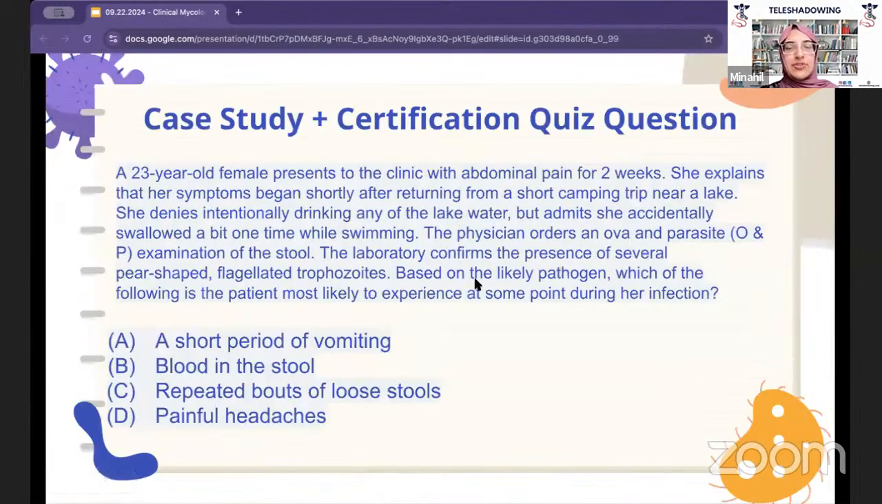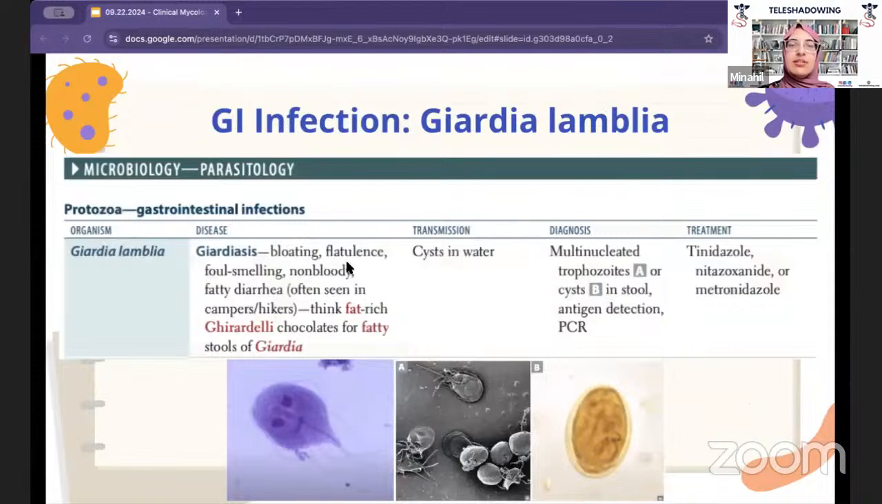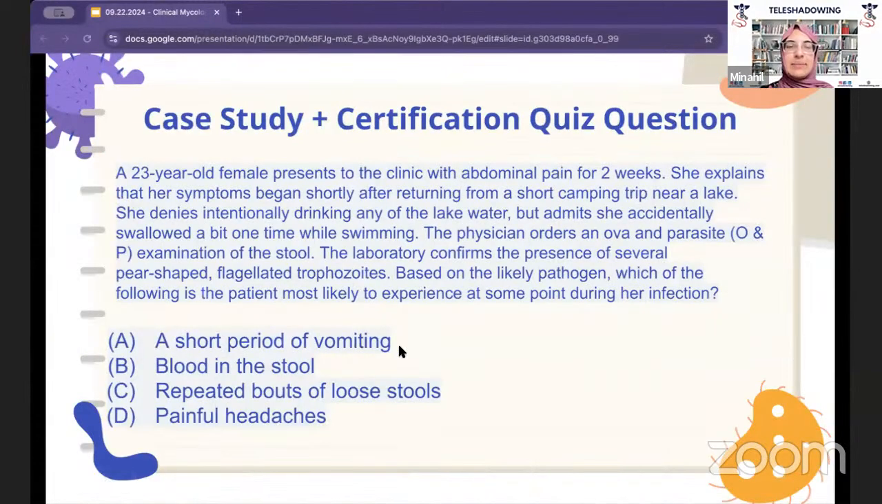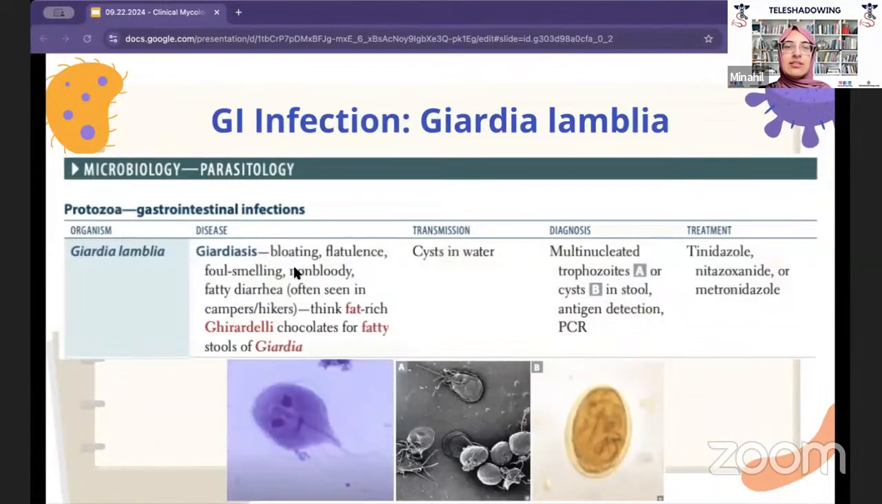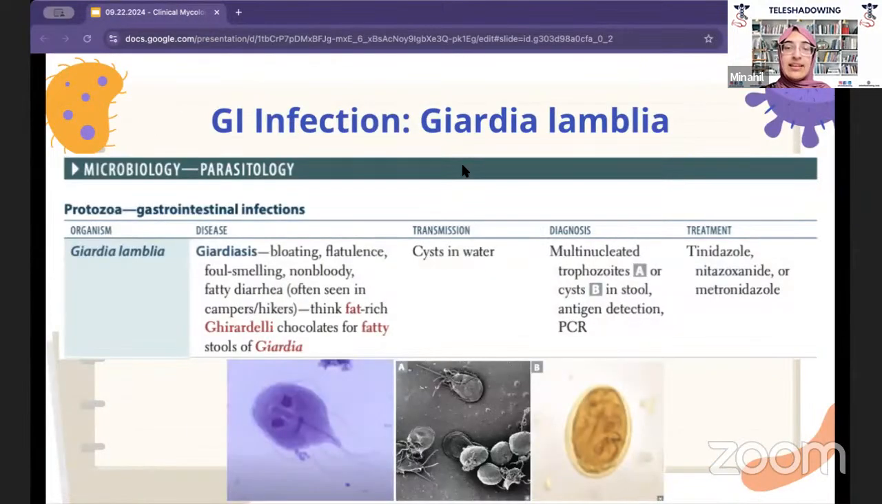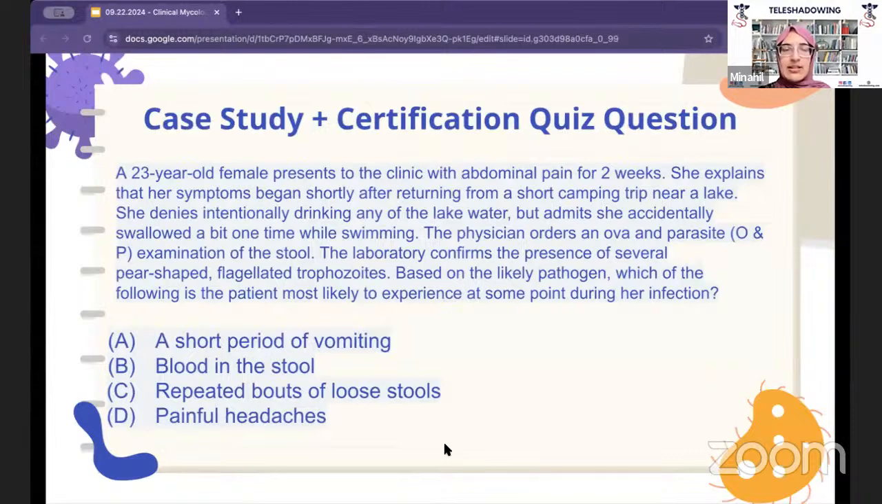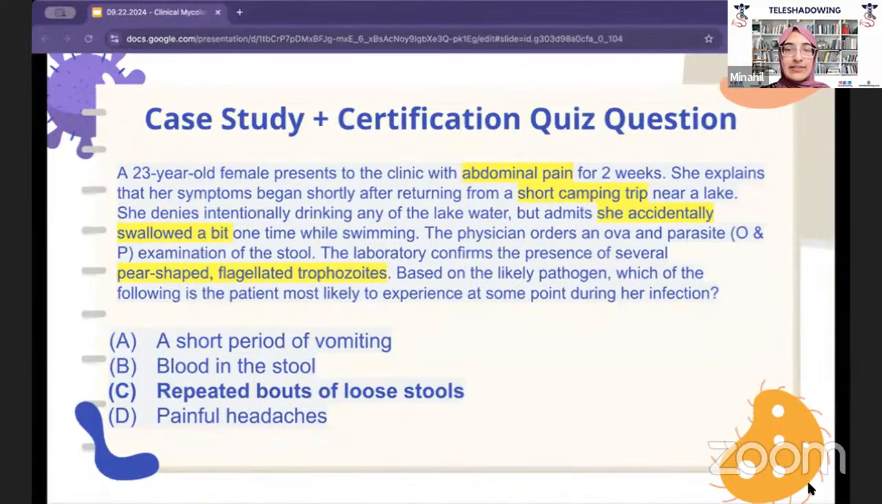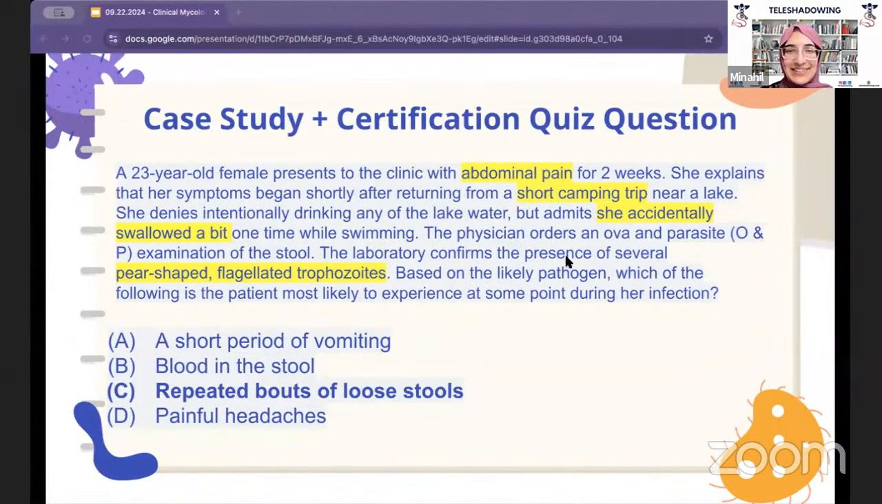But basically, if I know that this is Giardia lamblia, then I also need to remember: is there a short period of vomiting? No, there's not much vomiting associated. There is abdominal pain, so I'd cross out A. Is there blood in the stool? Well, it says non-bloody fatty diarrhea, so I would cross this out as well in my head. There's no mention of painful headaches. I think that's associated with a different type of disease. So I would pick C, repeated bouts of loose stools. And basically, repeated bouts of loose stools is really just referring to diarrhea. That's just another way of saying diarrhea, right?